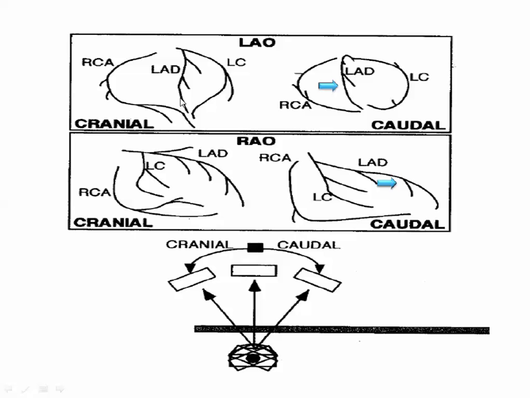What's the difference between the RAO cranial and RAO caudal, or LAO cranial and LAO caudal? It's the same walls: septum, anterior, lateral, inferior. But what's the difference? It's in the distribution of the vessel. As we said, in the caudal view you can see the proximal segment, while in the cranial we can see the mid and distal.